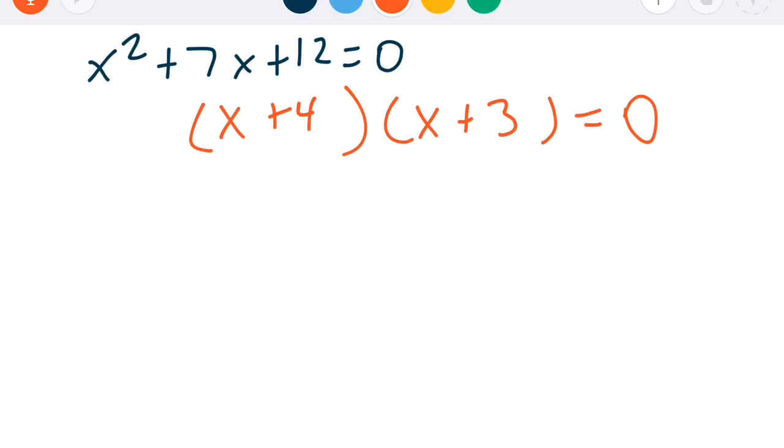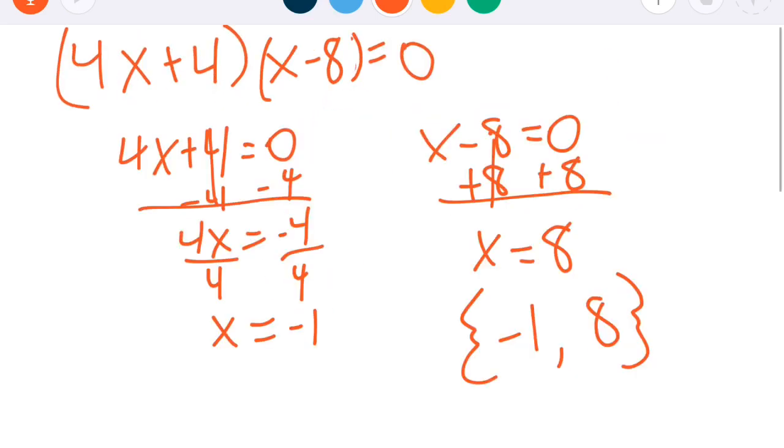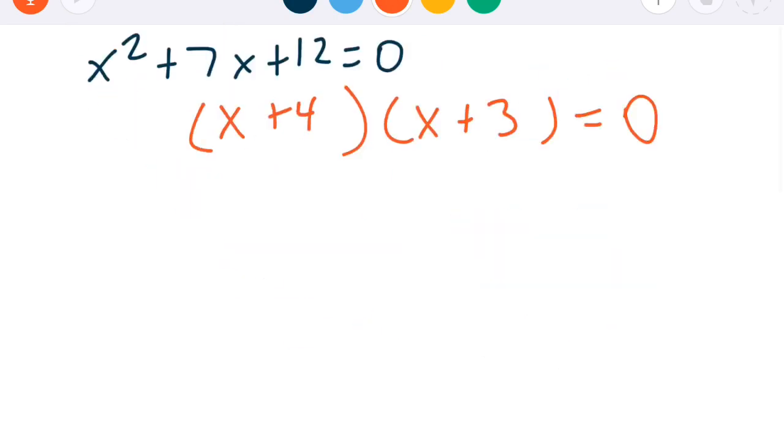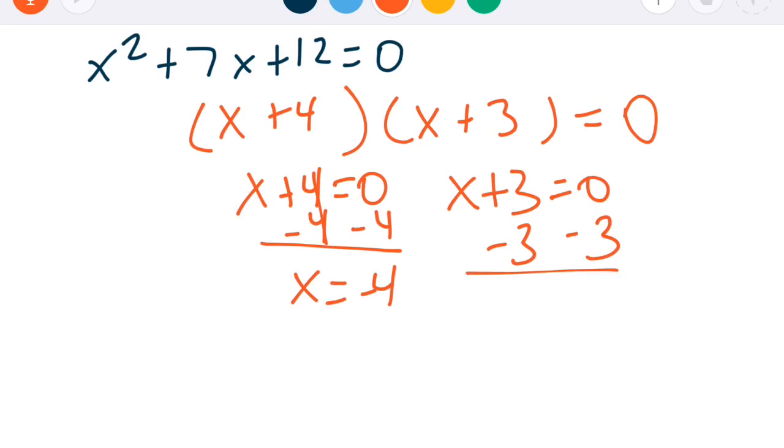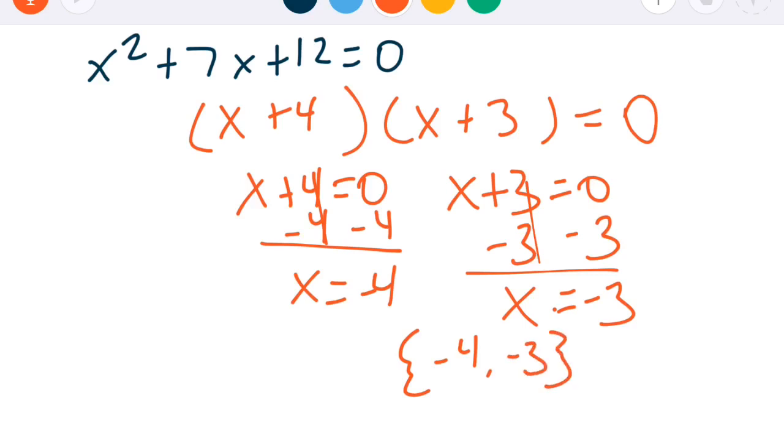Now this problem looks like this problem was to start. Like I said, that was already in factored form. So now once we have this, just like we were just doing, we're going to set both of these equal to 0 and figure out what our solutions are. So we have x equals negative 4 and x equals negative 3. So those are the solutions to this problem.